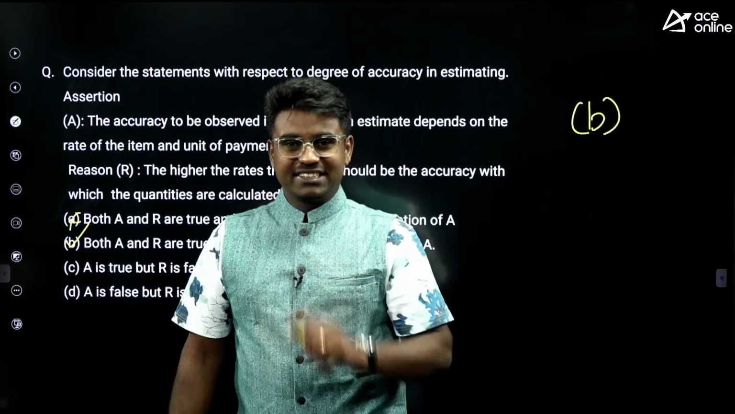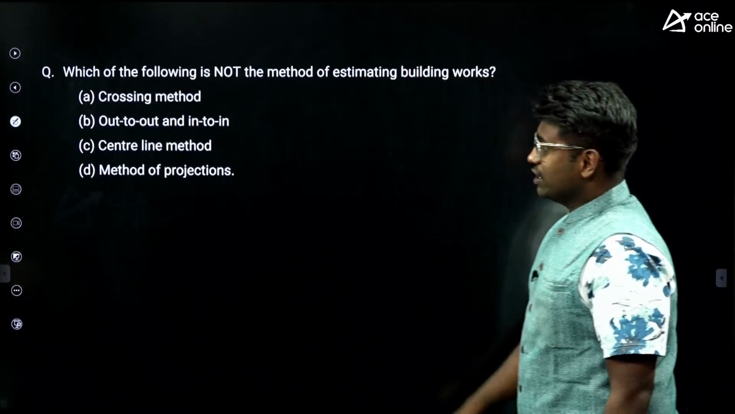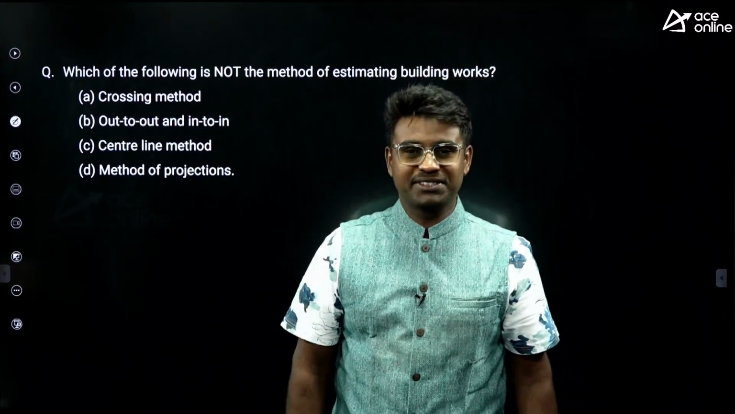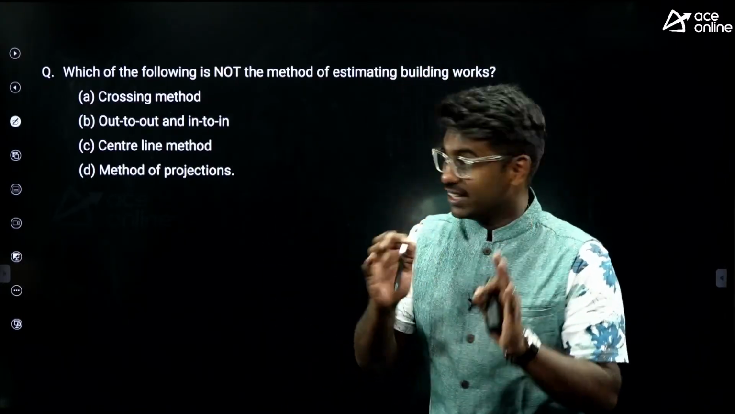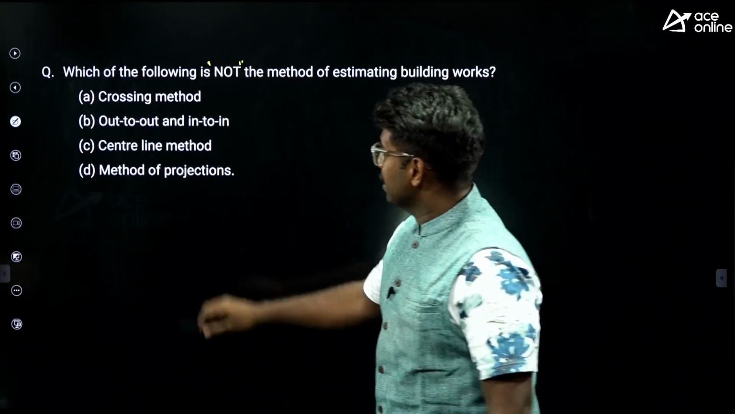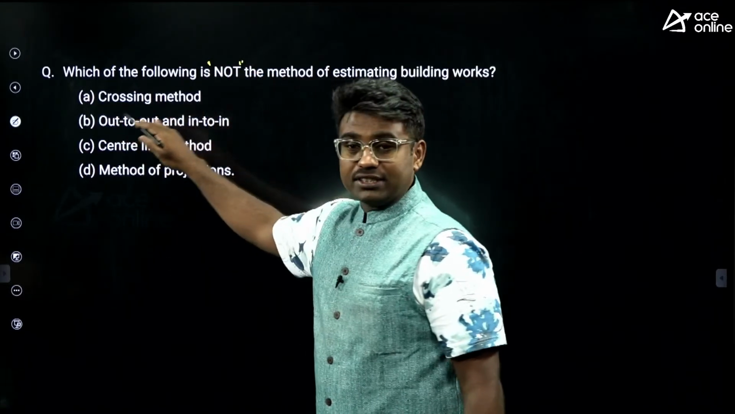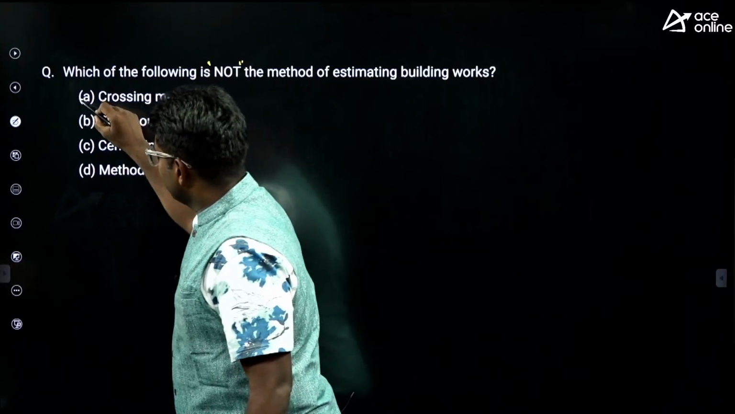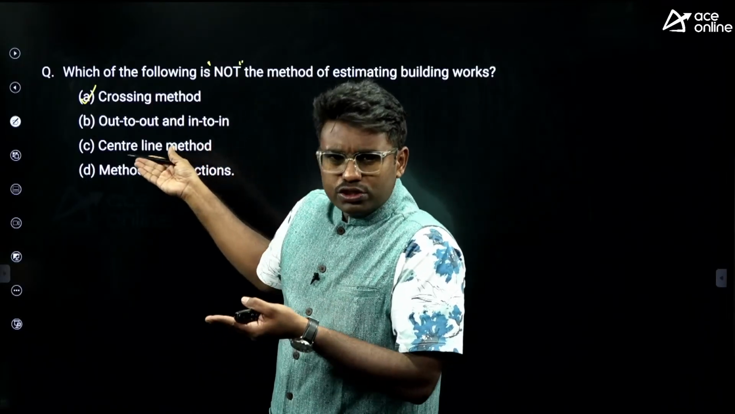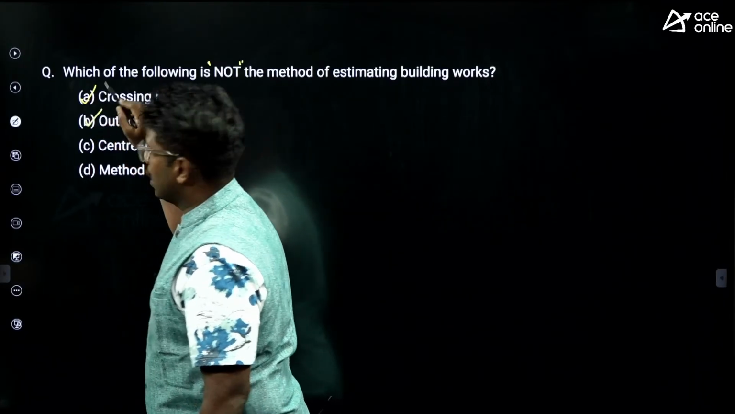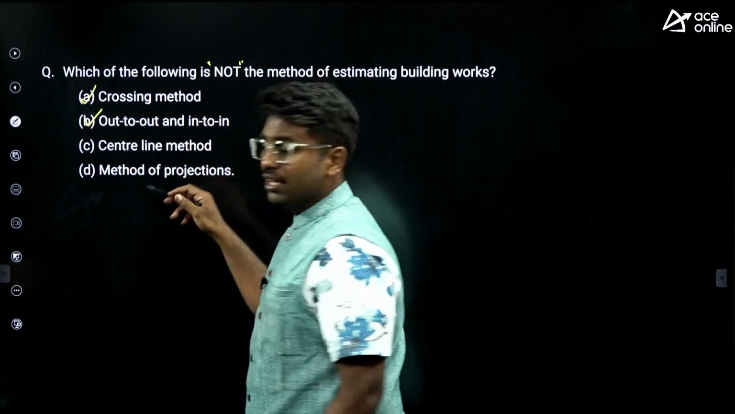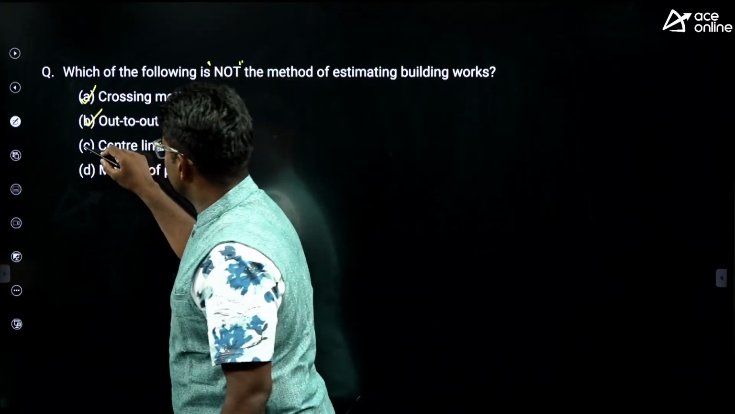Okay. That's it. Next one. Which of the following is not the method of estimation of building works? Not the method. Please read the question properly. Crossing method, yes, it's a method. Out to out, in to in, it means the long wall, short wall method. This is also a method to calculate the estimation of buildings. Centerline method, it is also a method, right?